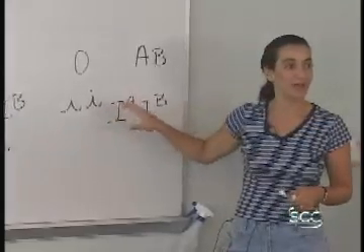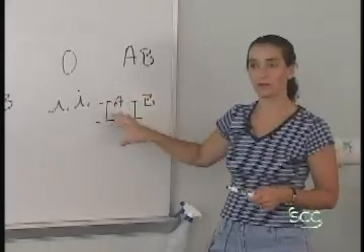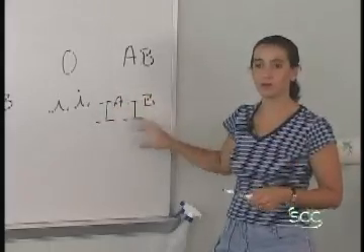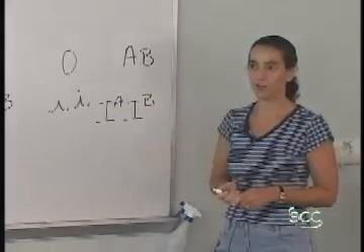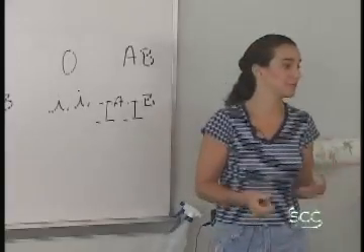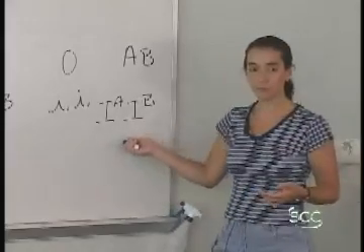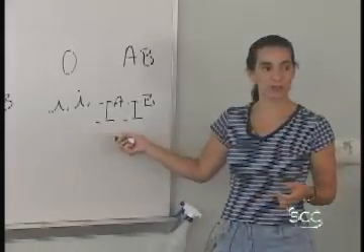So when you have type AB blood, you are carrying both alleles. You have both alleles on your immunoglobulins, showing this codominance. That's what it means. It's sharing that dominant trait. Okay? Any questions on that so far?